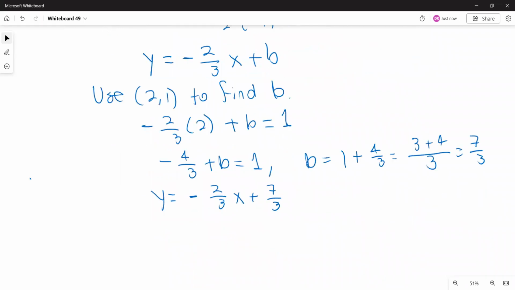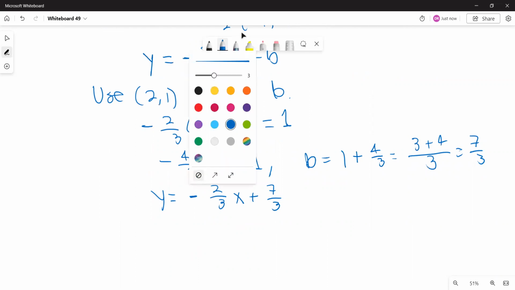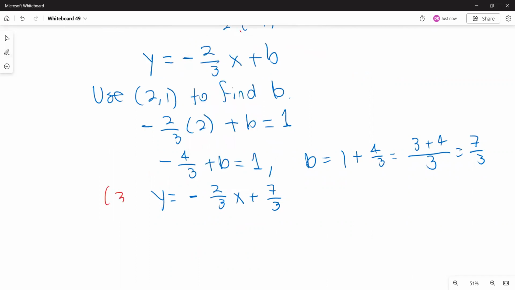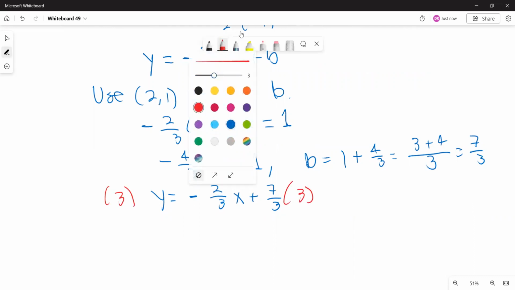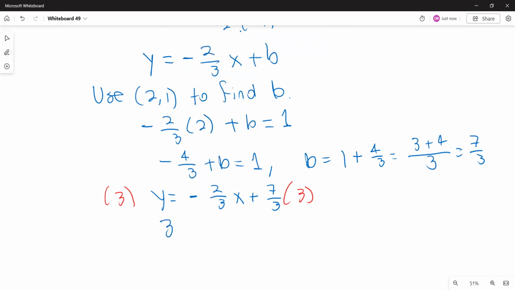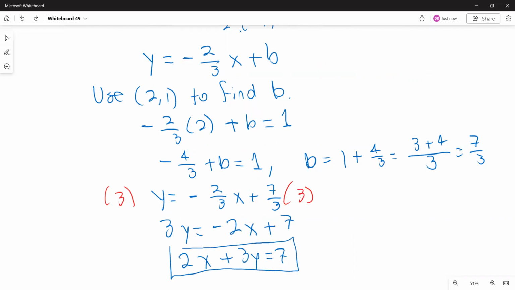If we want to write this in standard form, we can multiply both sides by 3, that is, by the least common denominator. So 3y equals the opposite of 2x plus 7. And finally, the equation in standard form is going to be 2x plus 3y equals 7. So that's the equation of the line in standard form.